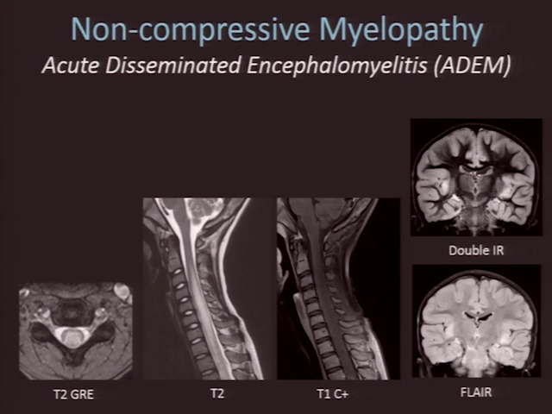So what we tend to see is this long segment of T2 signal abnormality. There's my arrow. And confirmed gray-white matter involvement here on the axial. In the brain, though, we see these areas of gray matter involvement on this double IR sequence, which is helpful in identifying pathology in the gray matter. And on the FLAIR, we see areas of white matter involvement. So this gray and white matter involvement is very typical for ADEM.